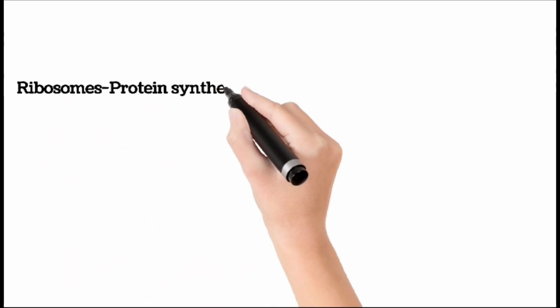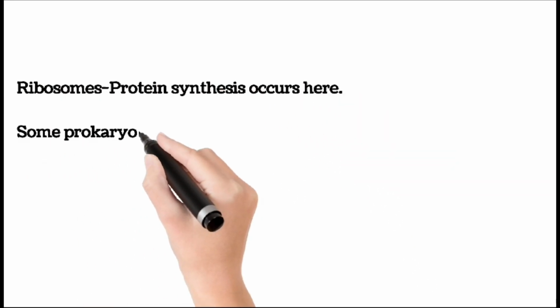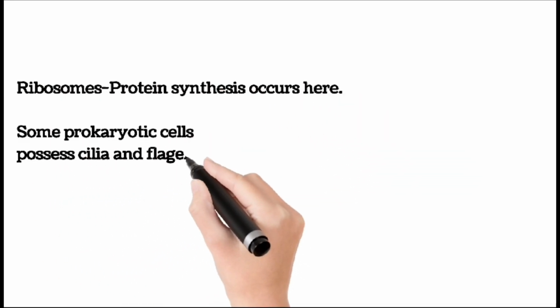Protein synthesis occurs in ribosome. Some prokaryotic cells have cilia and flagella which help in locomotion.